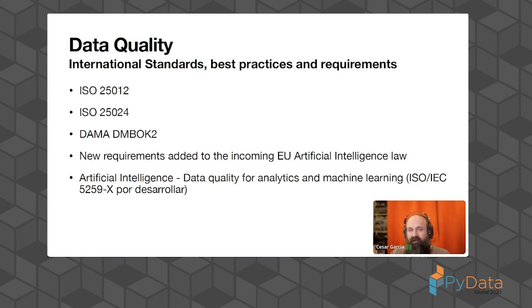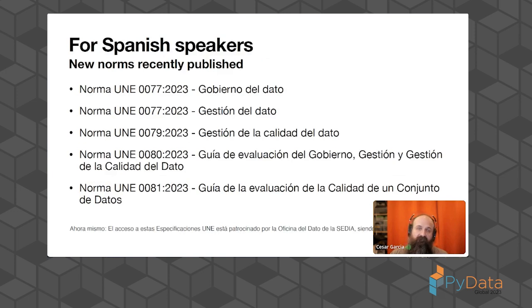So if you want to know more about these international standards, you can read these ISO notes or the Data Management Association book. And there are even some new standards in the laws in the European Union for the artificial intelligence law. There's tons. If you are a Spanish speaker, you are very fortunate, because the National Standardization Office has just published these guides in English, and by the time we are having this presentation, these are available for free. So if you want to learn from the actual standards, they are available for you to move forward.